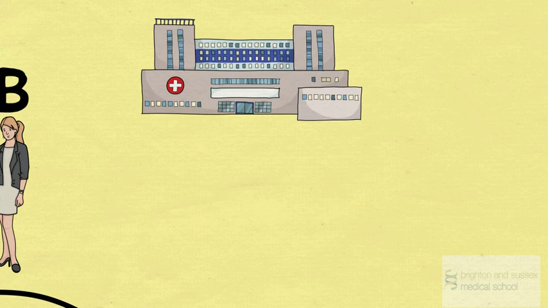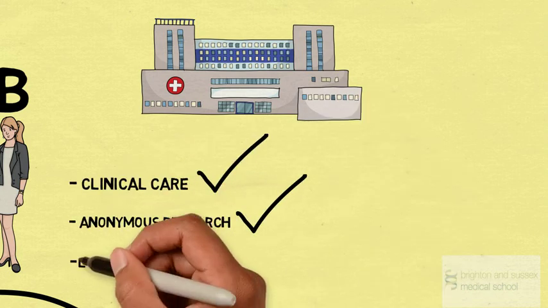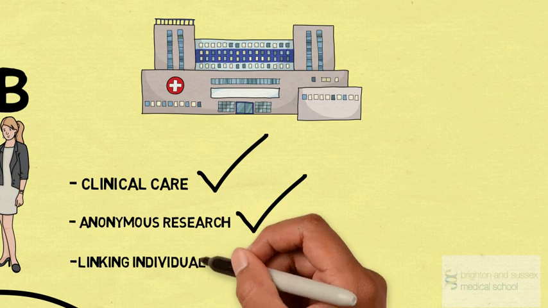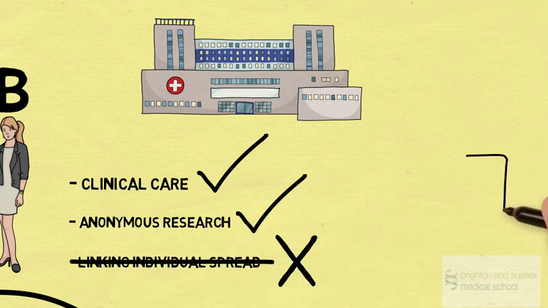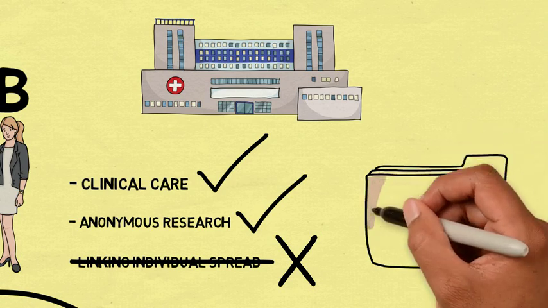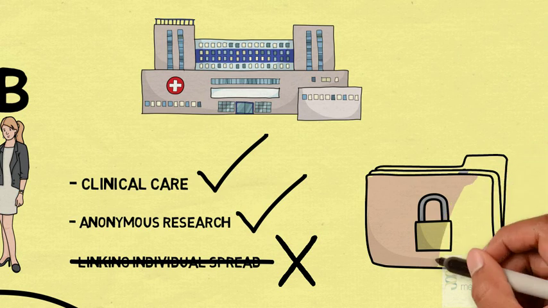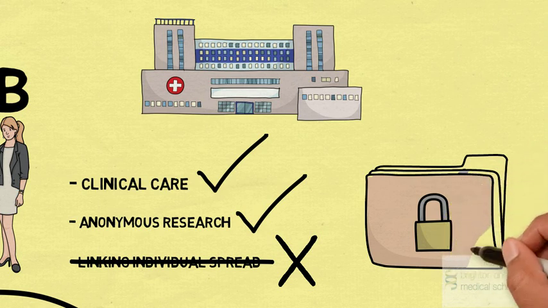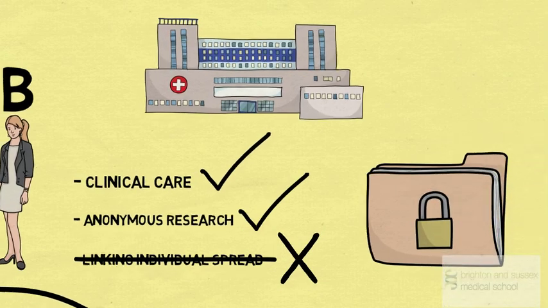The genetic data taken from patients with HIV in clinic will only ever be used to help with their care and anonymously in research projects. It is never used to link the spread of the virus to individuals. So if you've had a HIV genetic test in the past, or are having one as part of your current care, hopefully this video has helped explain how the data is used and will reassure you that results are, and always will be, completely confidential.